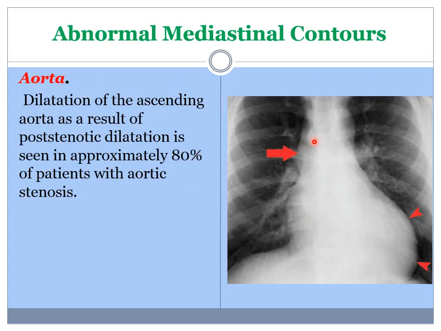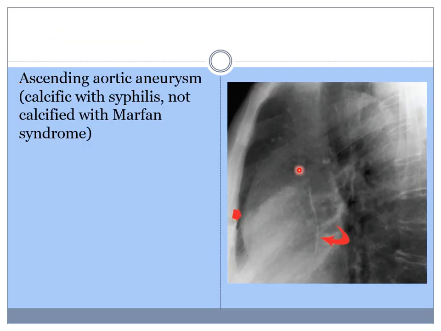Abnormal mediastinal contour. First, aorta. Dilatation of the ascending aorta as a result of poststenotic dilatation is seen in 80% of patients with aortic stenosis. Ascending aortic aneurysm can be calcified with syphilis, not calcified with Marfan syndrome. Here we have an aneurysm of the ascending aorta, this anterior wall, this posterior wall; it's calcified in case of syphilis.